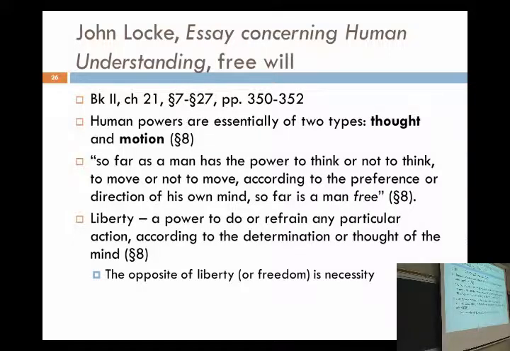I think everybody has agreed that what he's doing is trying to first identify two different powers. And the first power that he highlights in section 8 is the power of liberty. He thinks that humans have liberty, which is the power to do or refrain from any particular action according to the determination or thought of the mind. So liberty is just your ability to do one thing or do another thing, and that it's under your own control whether you do the one thing or the other. The opposite of liberty is necessity.